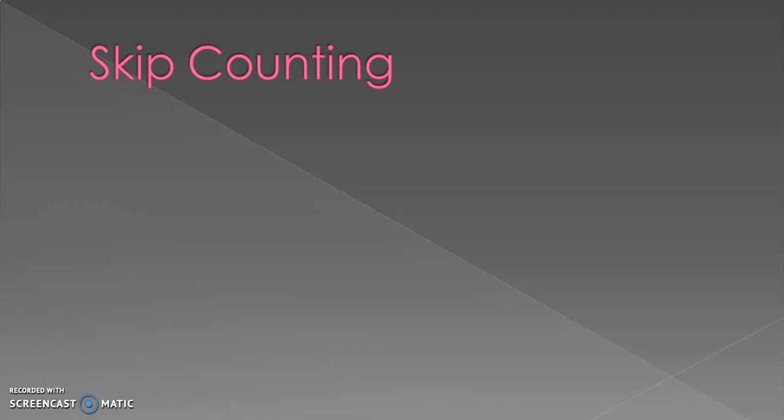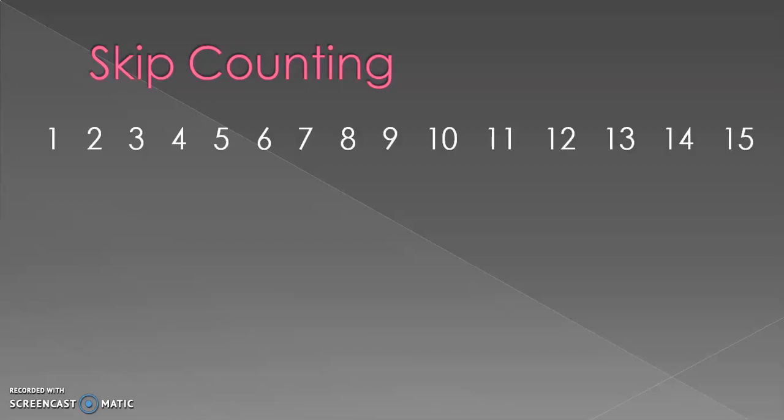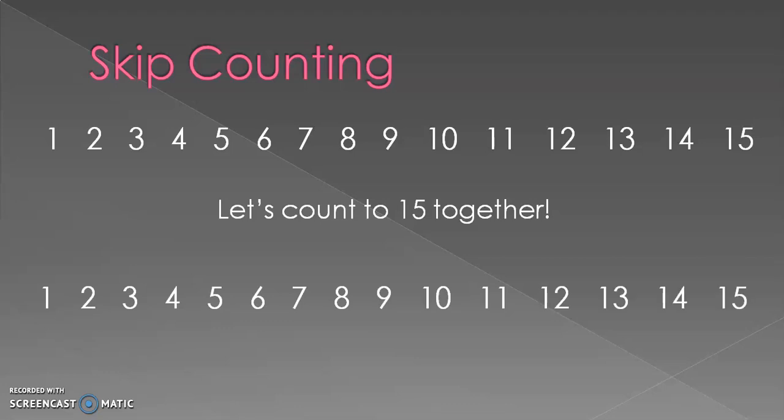All right. Now, what is skip counting? Well, to help you understand, let's have some numbers to show you. Here we will be using 1 to 15. When we count, we always use one number ahead of the one that we just did. Okay? Let's count to 15 together and let's see what it looks like.